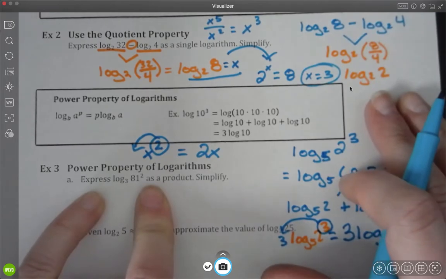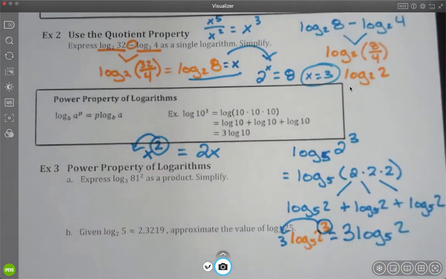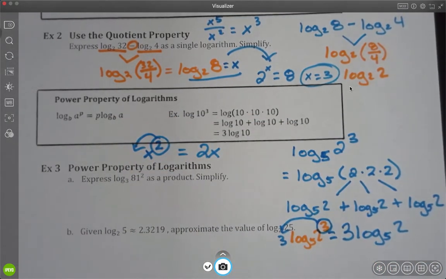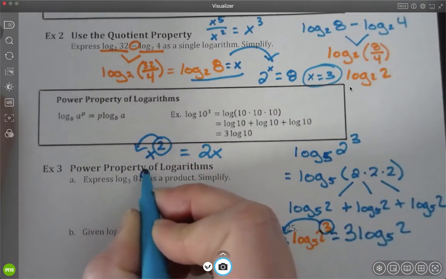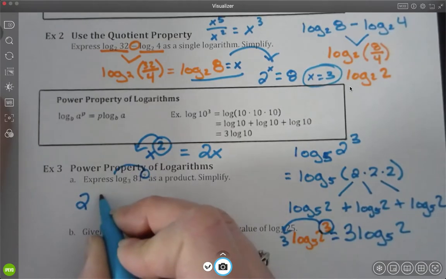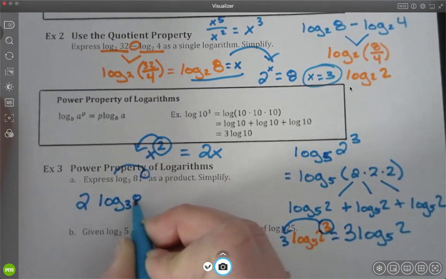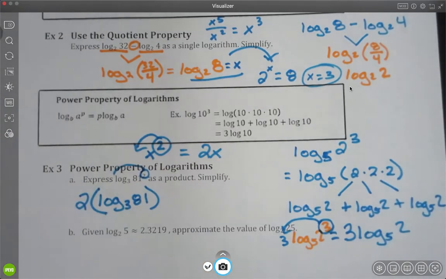So it's 2 log base 3 of 81 squared. Here's my options: 81 to the second power is a really huge number, and I don't want to deal with that. So that 2 plops in front. Here it comes down: 2 times log base 3 of 81. I'm going to put it in parentheses like that. The 2 can come down in front.